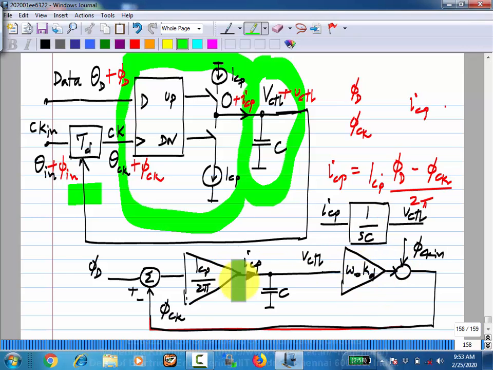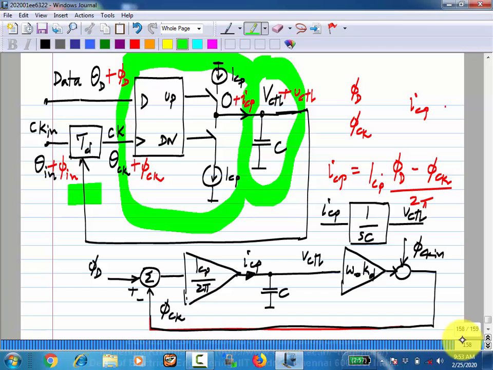Once you have this, it is a trivial linear systems type problem. You can find the transfer function from phi d to phi Ck, and from phi Ck in to phi Ck. You can add some current noise here, from that to phi Ck. You can add some noise in the delay line. That is, the delay itself will not be constant. Because of noise of the transistors used to implement the delay line, the delay itself will be jittering around. So you can add that as a phase noise at the output or a voltage noise at the input, and find all those transfer functions to see how they behave.